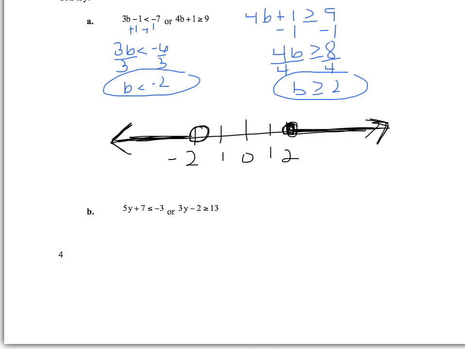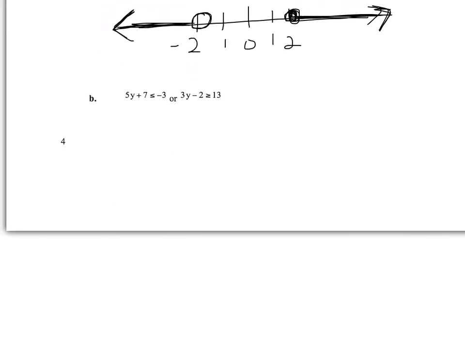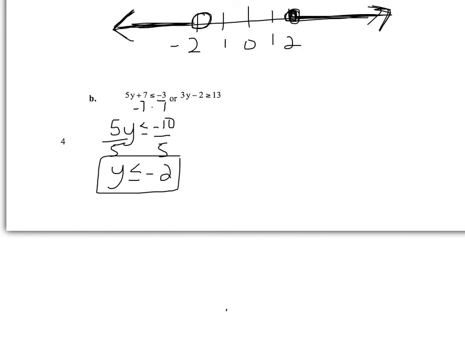Okay, and moving on to the next one. Here I have to solve for y. So subtract 7. 5y is less than or equal to negative 10. Divide by 5. Y is less than or equal to negative 2. Okay, or if I add 2 to both sides, 3y is greater than or equal to 15. Divide by 3. Y is greater than or equal to 5.